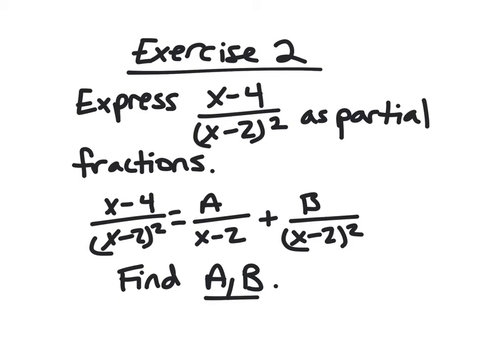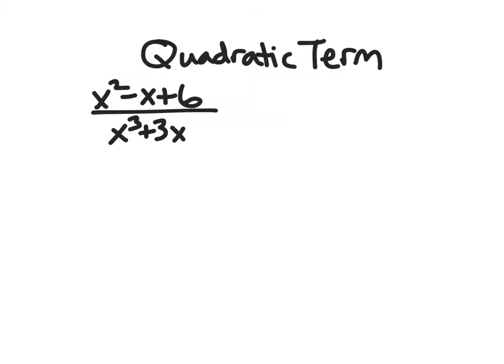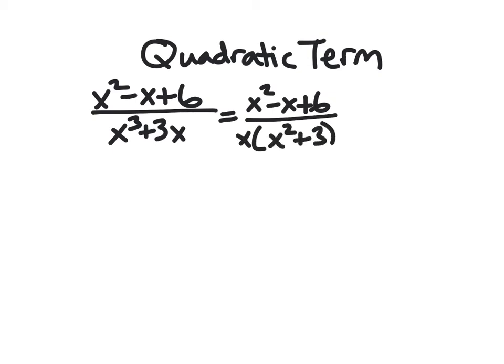And now we will do one last example that takes care of these irreducible factors. All right, so let's suppose we have x squared minus x plus 6 over x cubed plus 3x. Then we factor our denominator so we can figure out what fractions we would like to have. And we get x squared plus 3 here. And we know x squared plus 3 cannot be factored, right? So this is one of those irreducible quadratic factors.